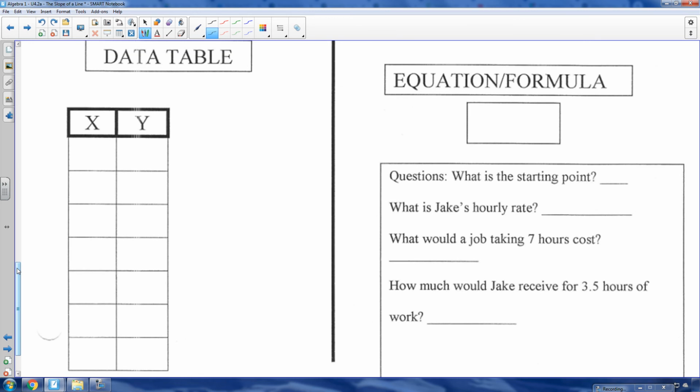And I want you to fill in this data table with a bunch of points, okay? Give me a bunch of things. This is the money that's coming in. This is the hours that he's worked. And then maybe you can write an equation here. This is my hope. That's stretching it. But I want you to answer the questions.